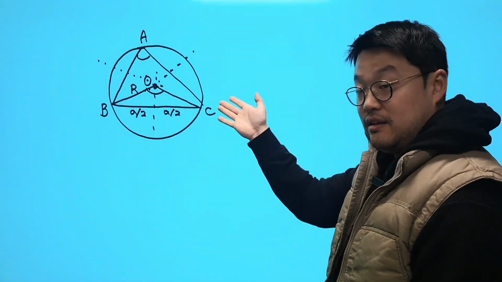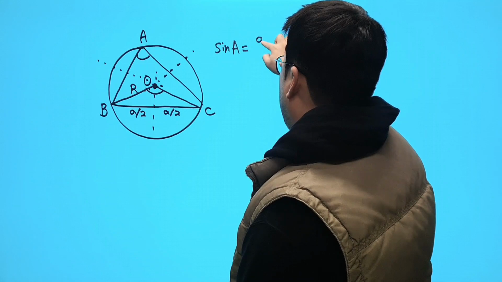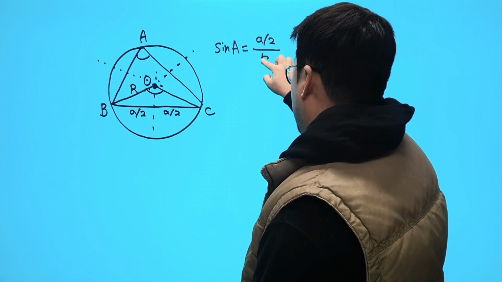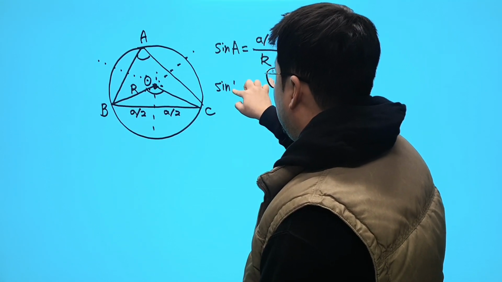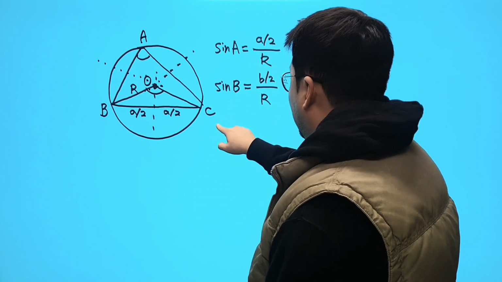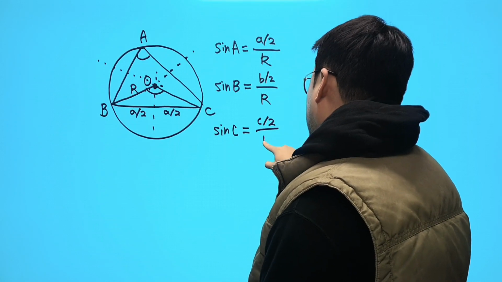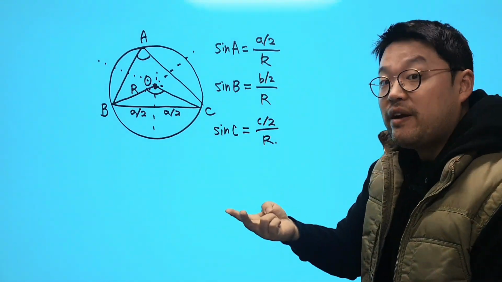So now we can get sine A, the value of sine A, which will be a over 2 divided by capital R. And you can also get sine B as small b over 2 divided by capital R, and you know that sine C will be small c over 2 divided by capital R. So we got two variations.